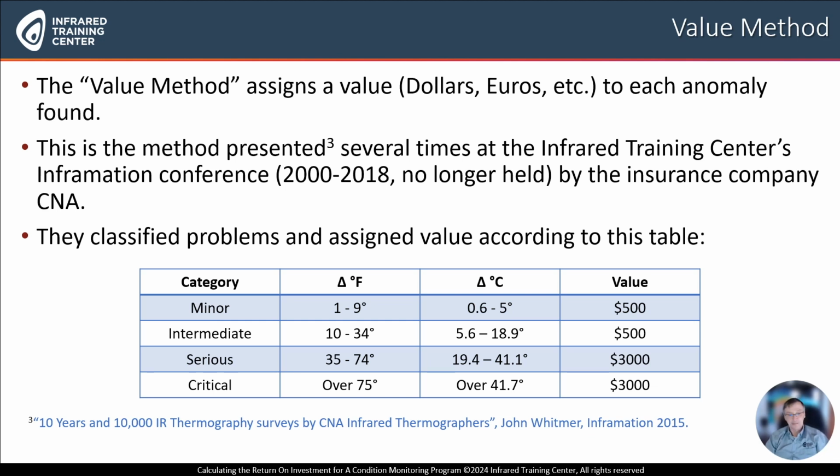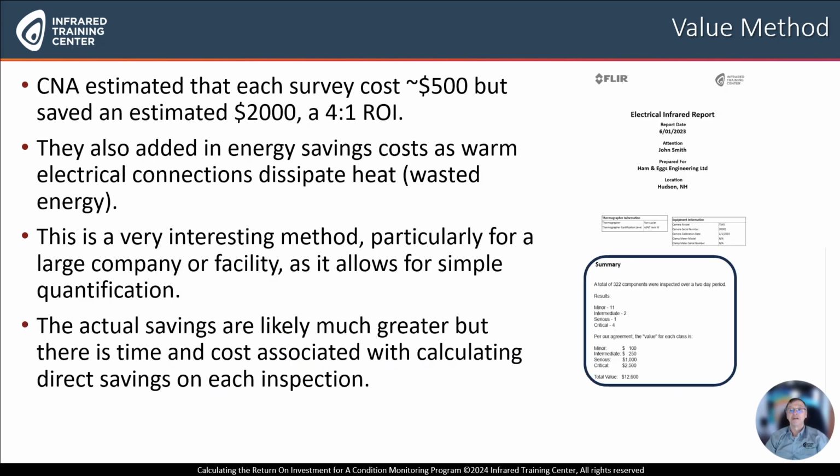Okay, and that's wonderful. This is what they use. It's very, very successful. And they estimated that each survey cost of the insured property about $500, but saved $2,000. We have a 4-to-1 return on investment. And they also added in energy saving costs as electrical connections dissipate heat, that's wasted energy. And it's a very, very simple method.